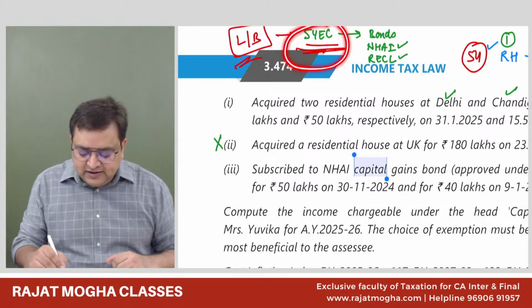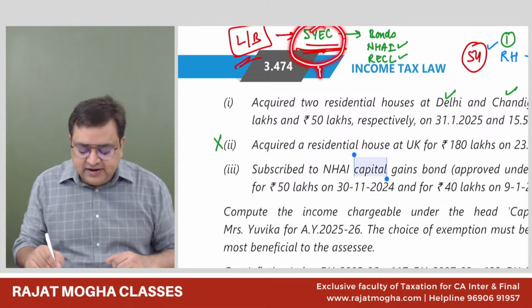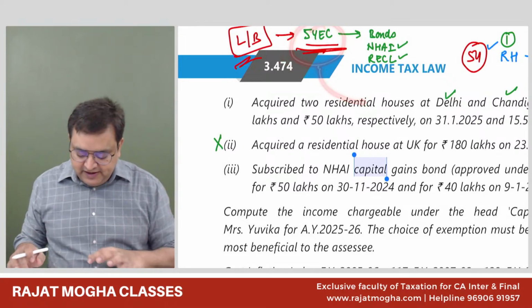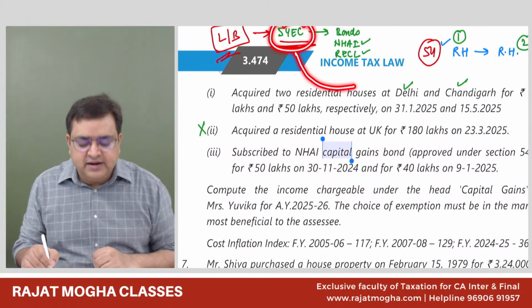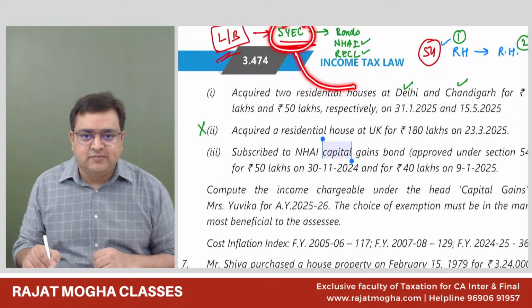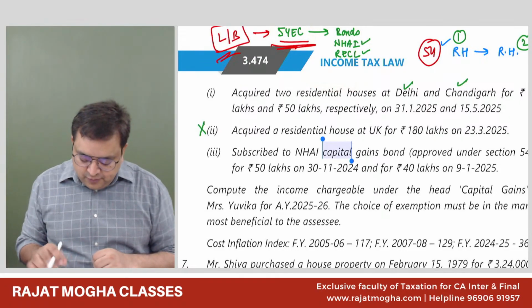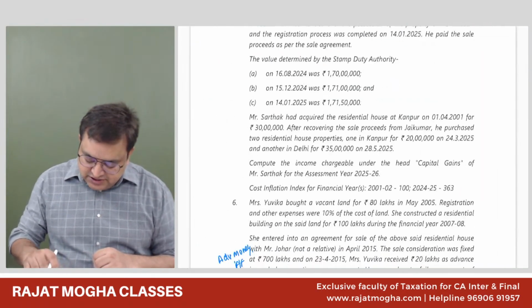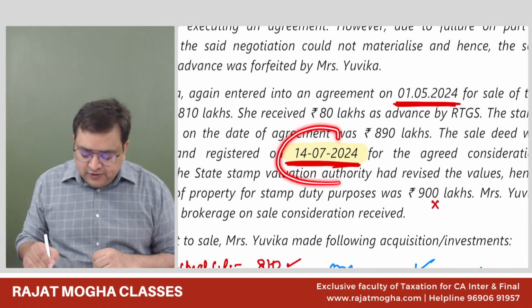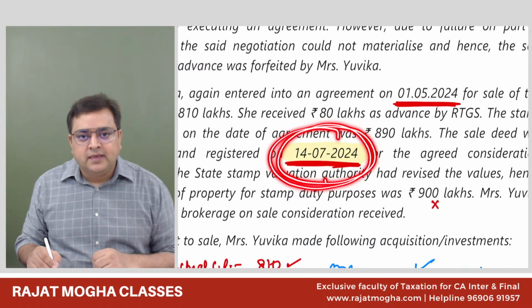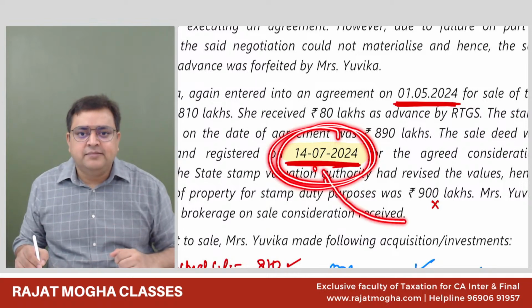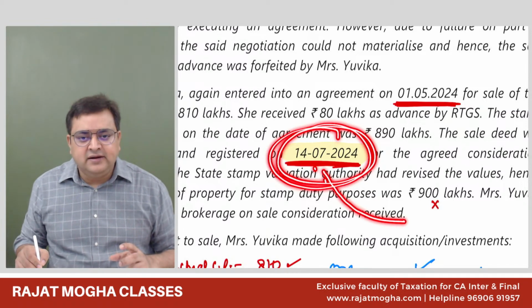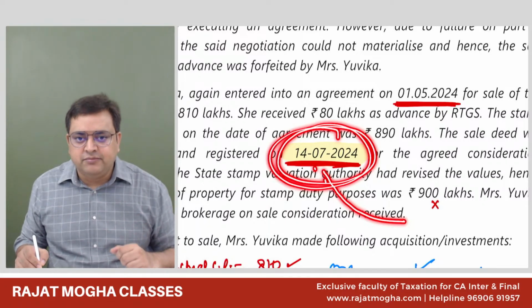But tell me, guys, what is the maximum amount of exemption we can take in 54EC? 50 lakh. And what is the time limit we get to invest? Within 6 months. So what is within 6 months? The transfer took place on 14 July 2024. So within 6 months, somewhere in December it will come. Up till that date, you can purchase your bonds.